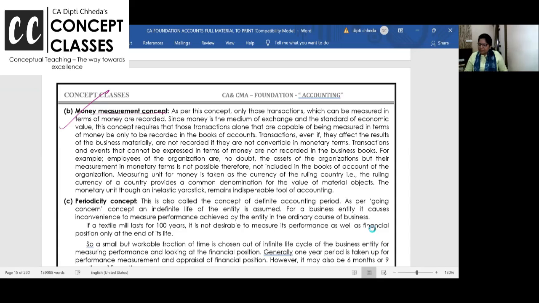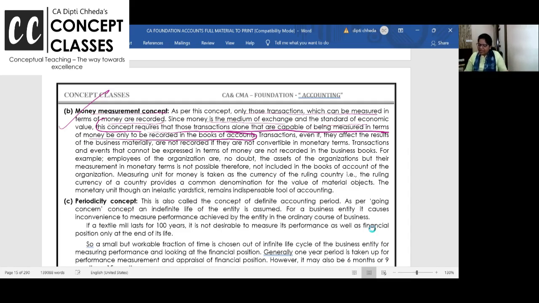As per this concept, only those transactions which can be measured in terms of money are recorded. Since money is the medium of exchange and the standard, this concept requires that those transactions alone which are capable of being measured in terms of money should be recorded in books. Transactions which can be expressed in money terms are only recorded in books. Clear to all of you?